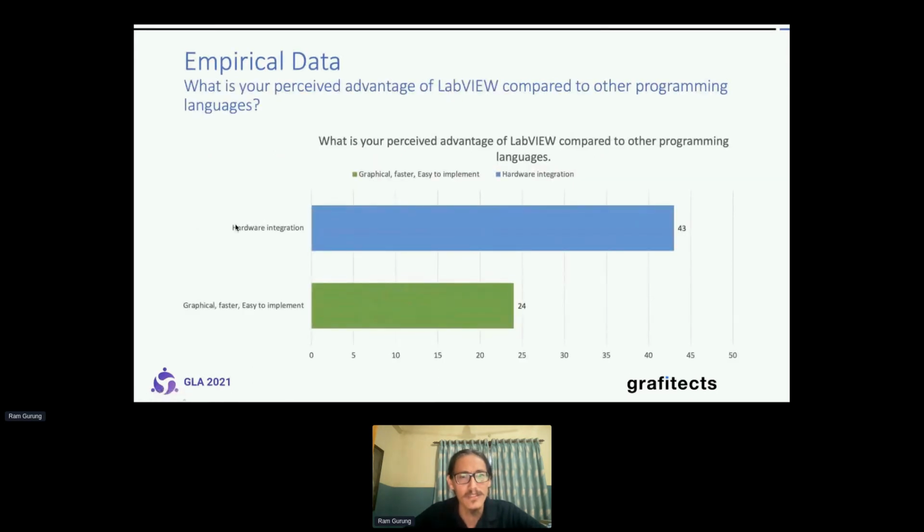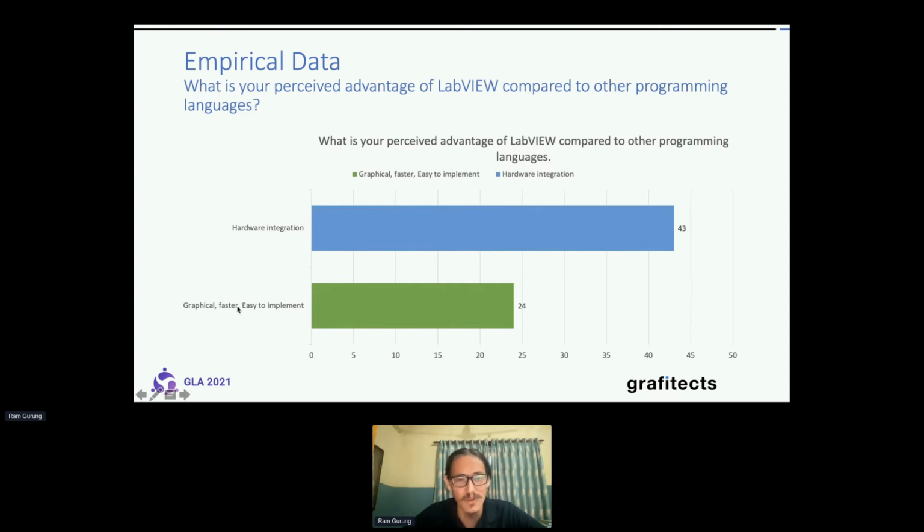Now another thing is, we asked them what was the perceived advantage of LabVIEW. You started using LabVIEW, but why do you think LabVIEW has got the edge over the other programming languages? Most of the people, as was quite expected, said that hardware integration is very powerful, and I don't think there is any competition for NI and LabVIEW in the industry at the moment. Another thing most people said is that it is a graphical programming language and easy to implement. As you can see, the number is actually larger than 65, only because some of the people answered both of them.